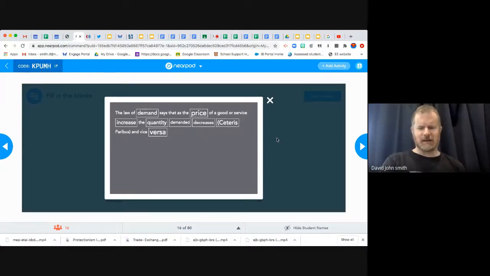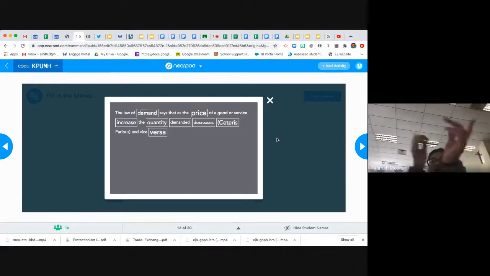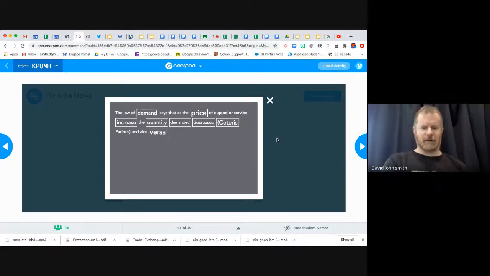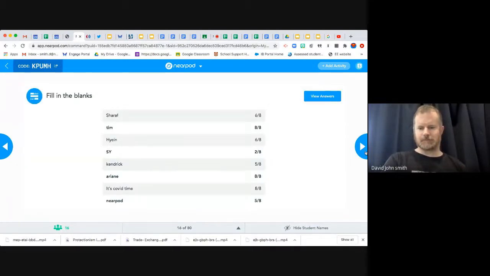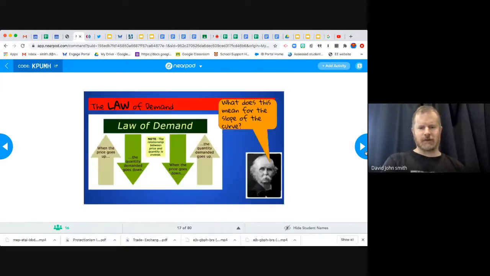What does vice versa mean again? If you switch it, it's still the same. Yeah. So you're going to switch it around the other way. So then it still holds as a law, if the price of a good or service decreases, then the quantity demanded should increase. So it will still hold the other way around. Good. Very good.